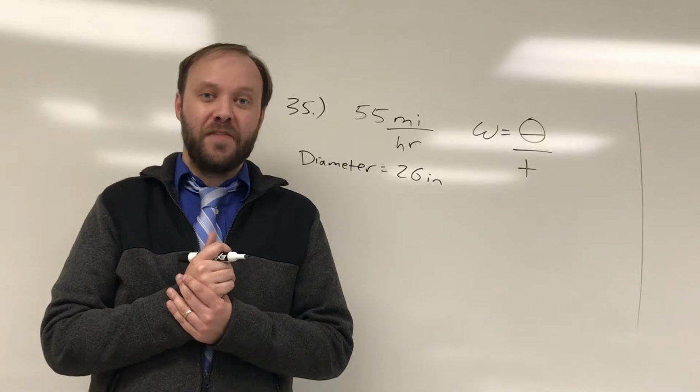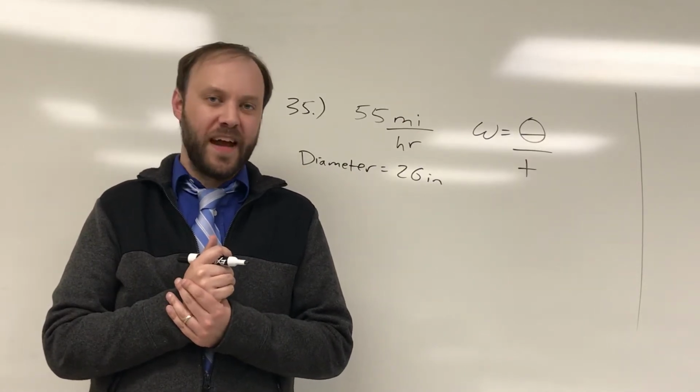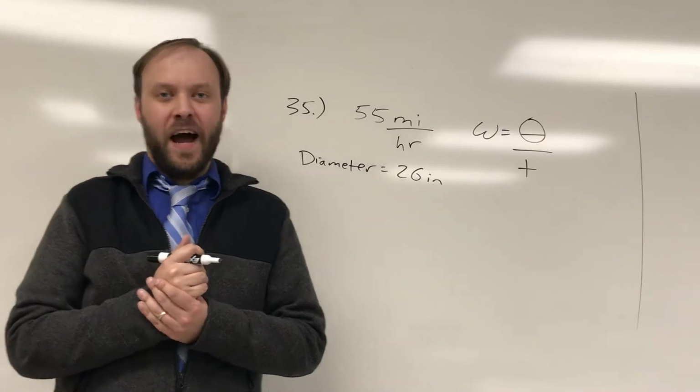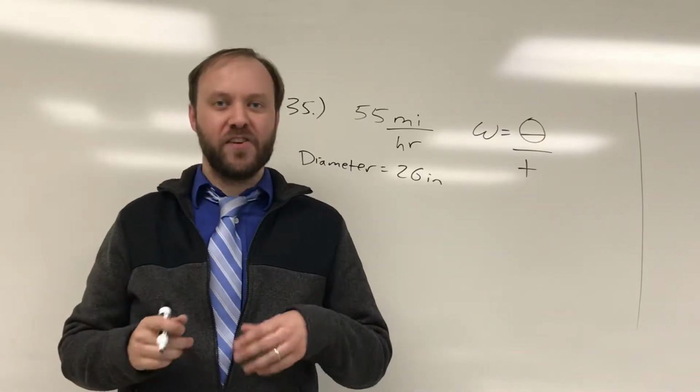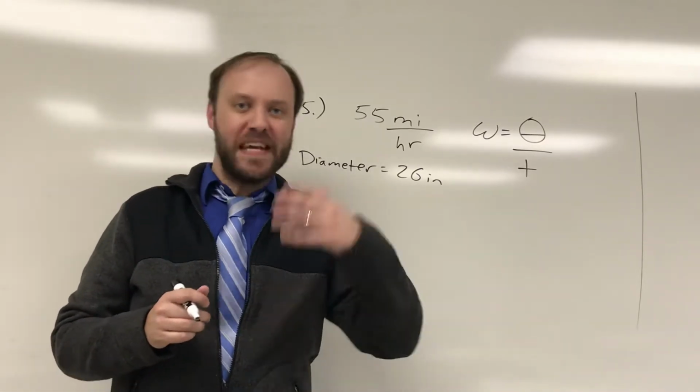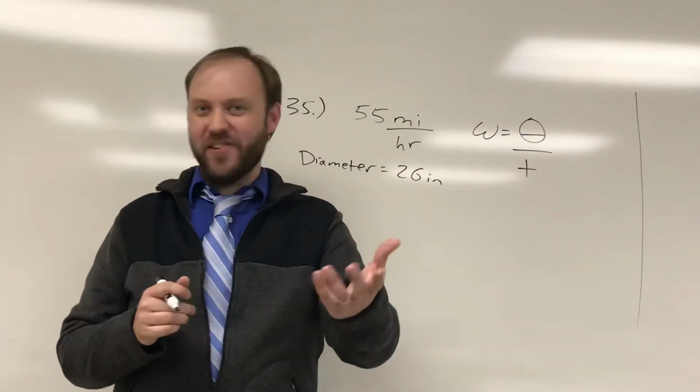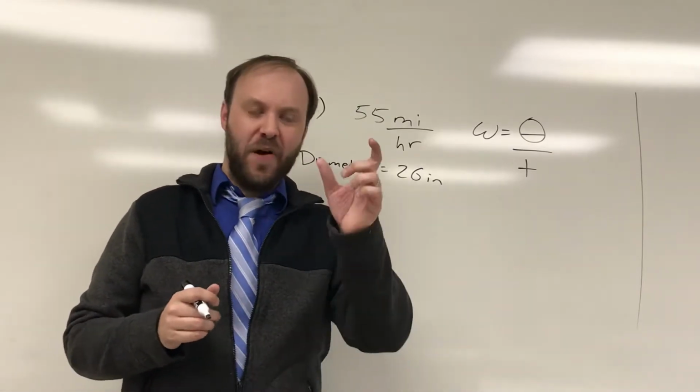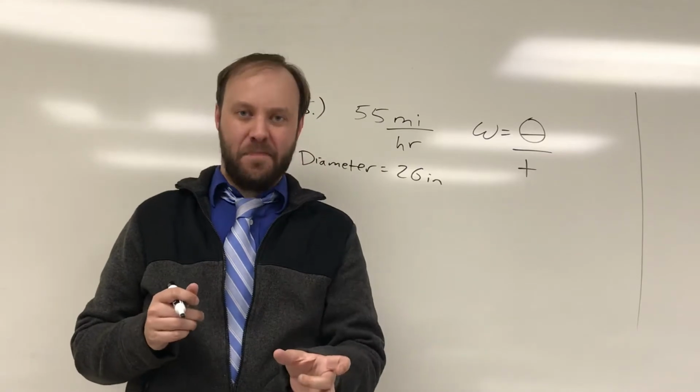This is number 35 from section 7.1. It's dealing with the idea of angular velocity. If you think about regular velocity, you might talk about miles per hour, meters per second, centimeters per minute, something like that. You've always got a distance divided by a time, all right?